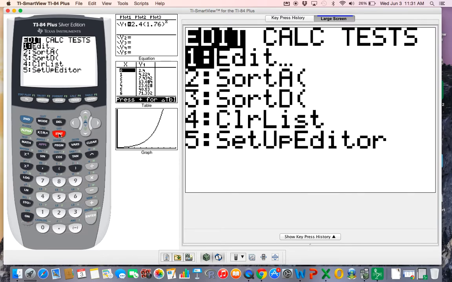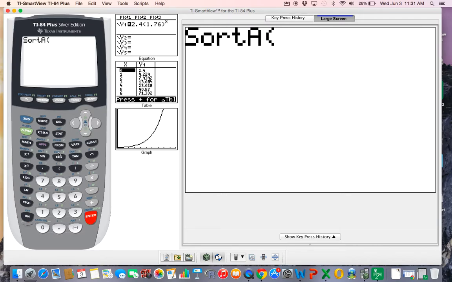If you go to Stat and go to Sort A, that's going to be sort ascending. So that's going to start from the lowest number to the highest number and put these things in order, so it's going to make it easier to examine if there's any repeated information. So I'm going to go sort A, and I want to sort my list L1. And then it'll say done.